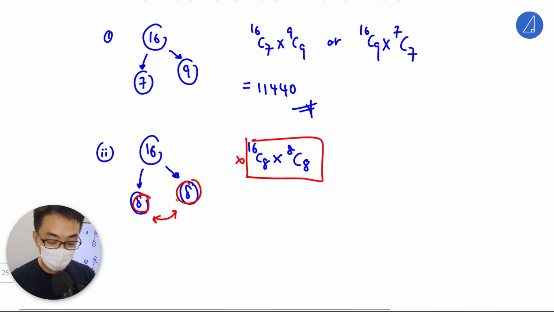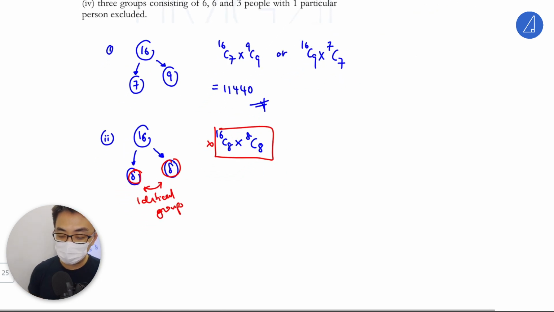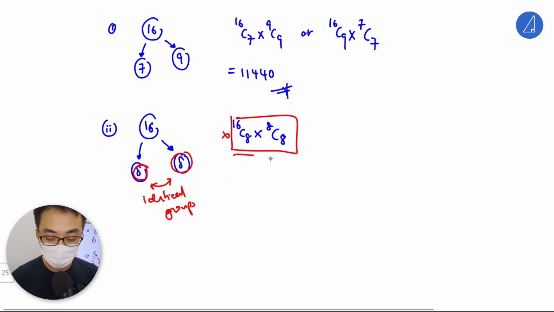If I group 8 people in the grass patch, two groups of 8, they are identical groups. Okay, identical groups. That's why you need to divide by 2 factorial. Okay, this is the case here.